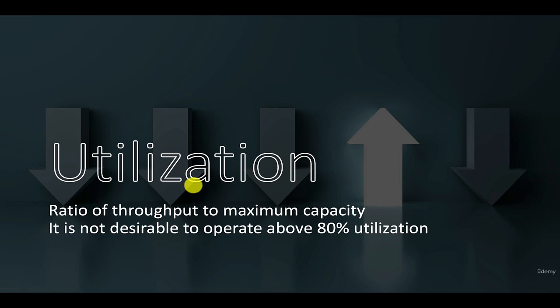After this we have utilization. Utilization is the ratio of the throughput to maximum capacity. So for example, today, how many transactions are happening per hour? Let's say 800 transactions. But what is the maximum number of transactions that can be applied per hour? It might be 1000. So here 800 divided by 1000 is 80%. This is our utilization. It is not desirable to operate above 80% utilization, okay? So 70% is good, 50% is good. If we have more than 80%, we might divide the load onto more than one server using load balancing, for example.